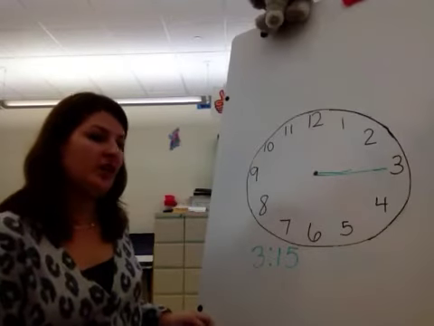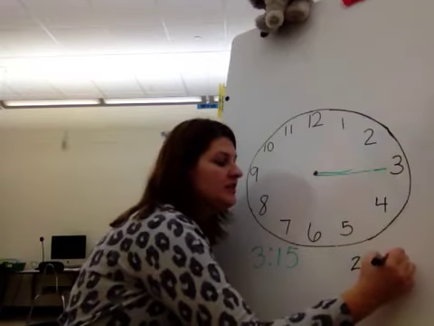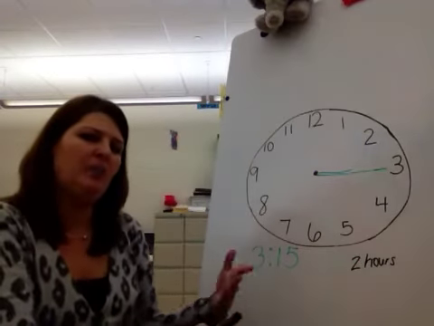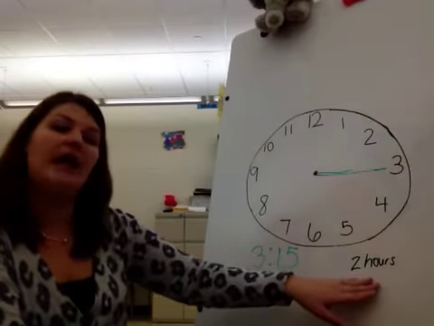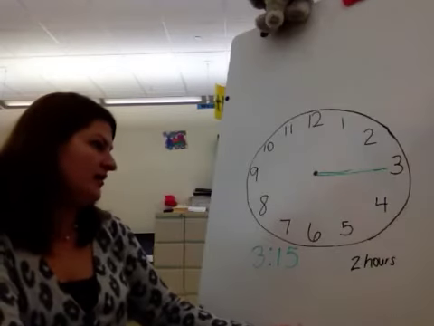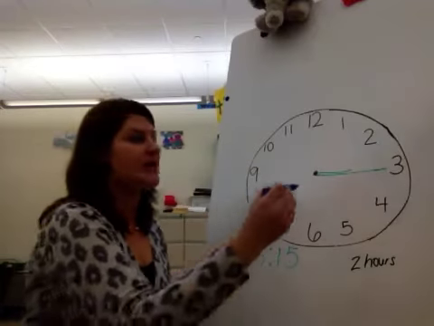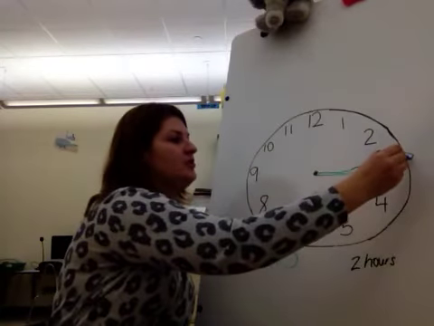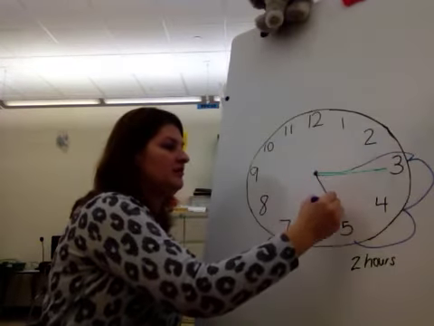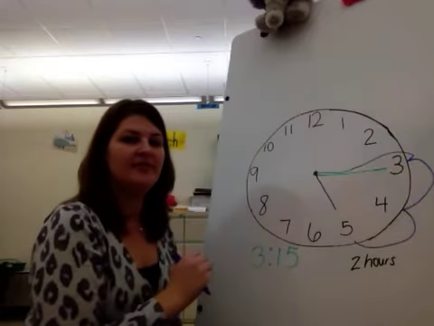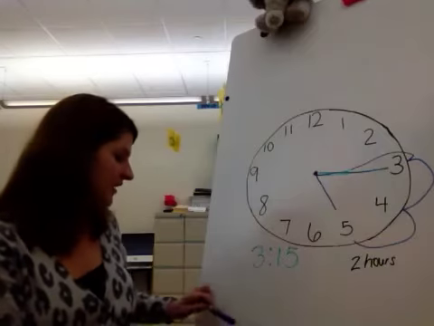Now, we know that soccer practice is 2 hours later. So are we going to change the minute hand or the hour hand? Yep, we're going to change the hour hand because it's going to be 2 hours. So right now, the hour hand is on the 3. So we want to take this and we're going to do 2 hops. 1, 2. So now our hour is on the 5 and our minute hand is staying on the 3.